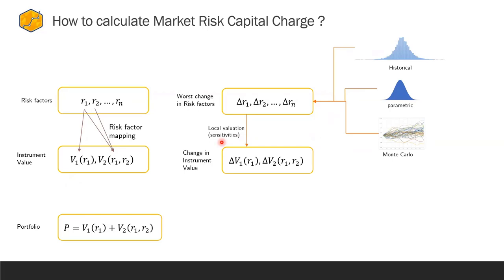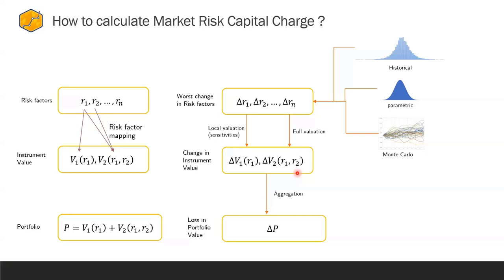When I say sensitivity, think of beta in CAPM, think of Greeks in options. Those are all sensitivities. And there is also full valuation. One example would be when you are using Monte Carlo, you have to use full valuation. You will use full valuation when the instruments are exotic, with path dependency or time dependency. Once you estimate the change in value of the instruments, the final step is to aggregate those changes to the portfolio level. That's it. That's how you calculate market risk capital charge.